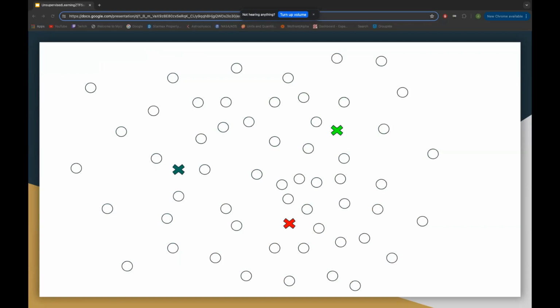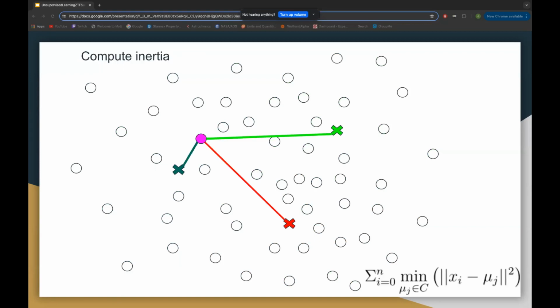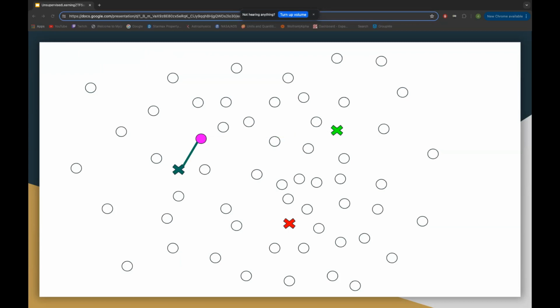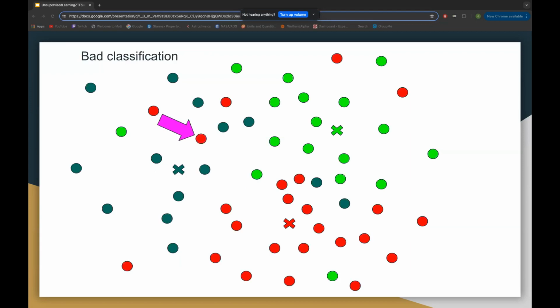And then for each of these points, we go through and compute the inertia. So we take this point and compute the distances to these means, and we take just the minimum one and add it to our sum. So here. Right, so this is the closest one, but if we look back at our original data, this is a red point, not a green point. So this is not an ideal grouping, because the red point should be close to the red mean.